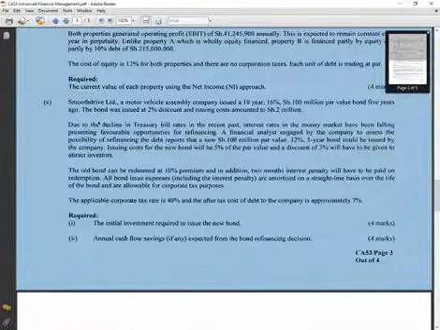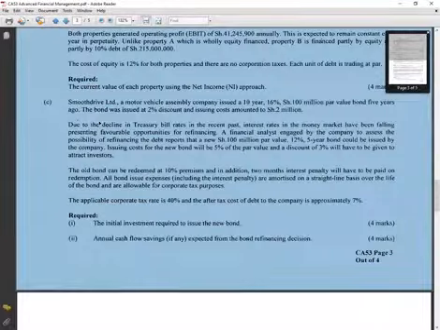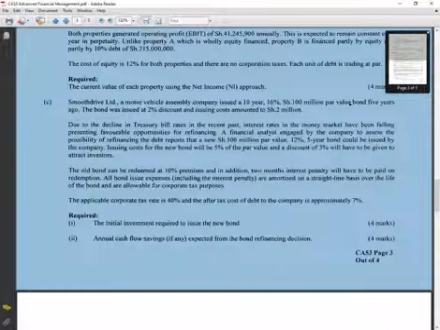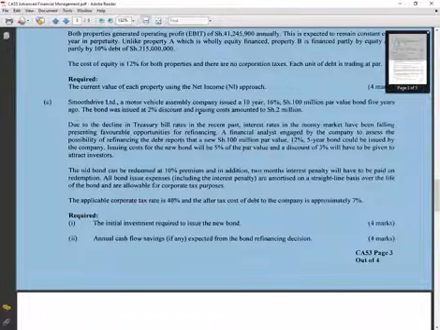So, ladies and gentlemen, here we are. We are being told here that Smooth Driver Limited, a motor vehicle assembly company, issued a 10-year bond, 16%, shillings 100 million par value, 5 years ago. The bond was issued at a 2% discount, and the issuing cost amounted to 2 million.